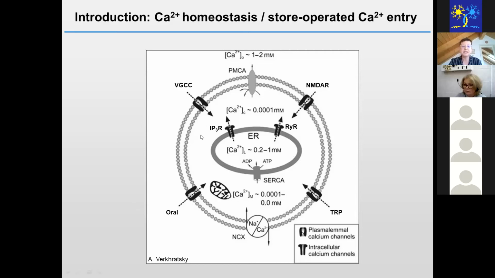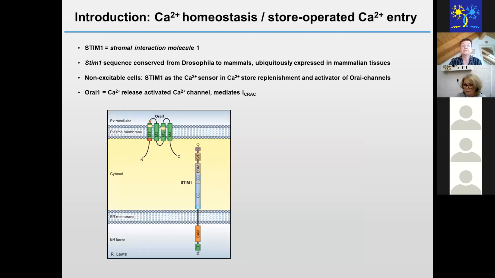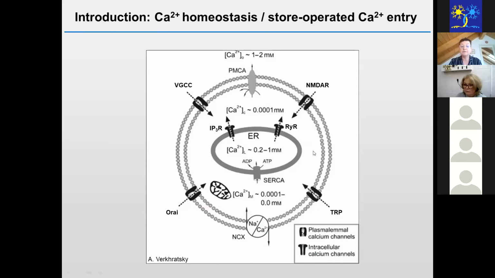The calcium concentration is lowest in the cytosol, where it is in the order of magnitude of 30 to 100 nanomolar. And cytosolic calcium signals arise because of calcium influx from the extracellular space, where the calcium concentration is 4 orders of magnitude higher than in the cytosol, through calcium permeable channels, which may be voltage gated, ligand gated, gated by intracellular cascades like the transient receptor potential channels, or through Orai channels, on which I will concentrate in my presentation today.